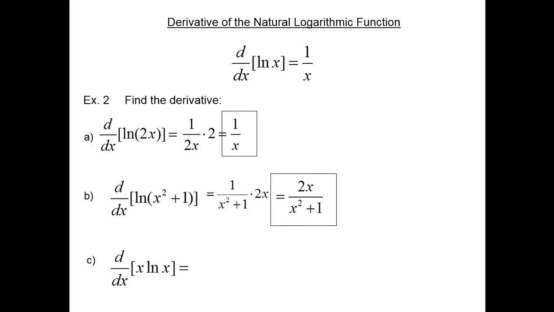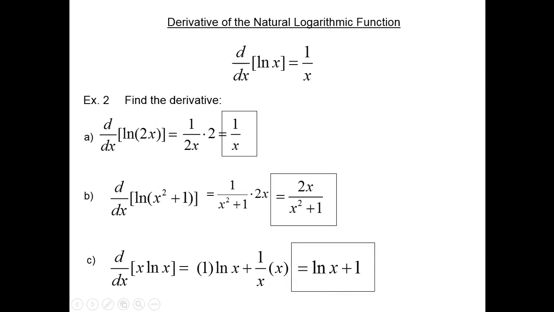Last example, x times the natural log of x. Notice that this is going to require a product rule. The derivative of the first times the second recopied, so 1 times natural log of x, plus the derivative of the second, which is 1 over x, times the first recopied. To clean that up a little bit, we just get natural log of x plus 1.